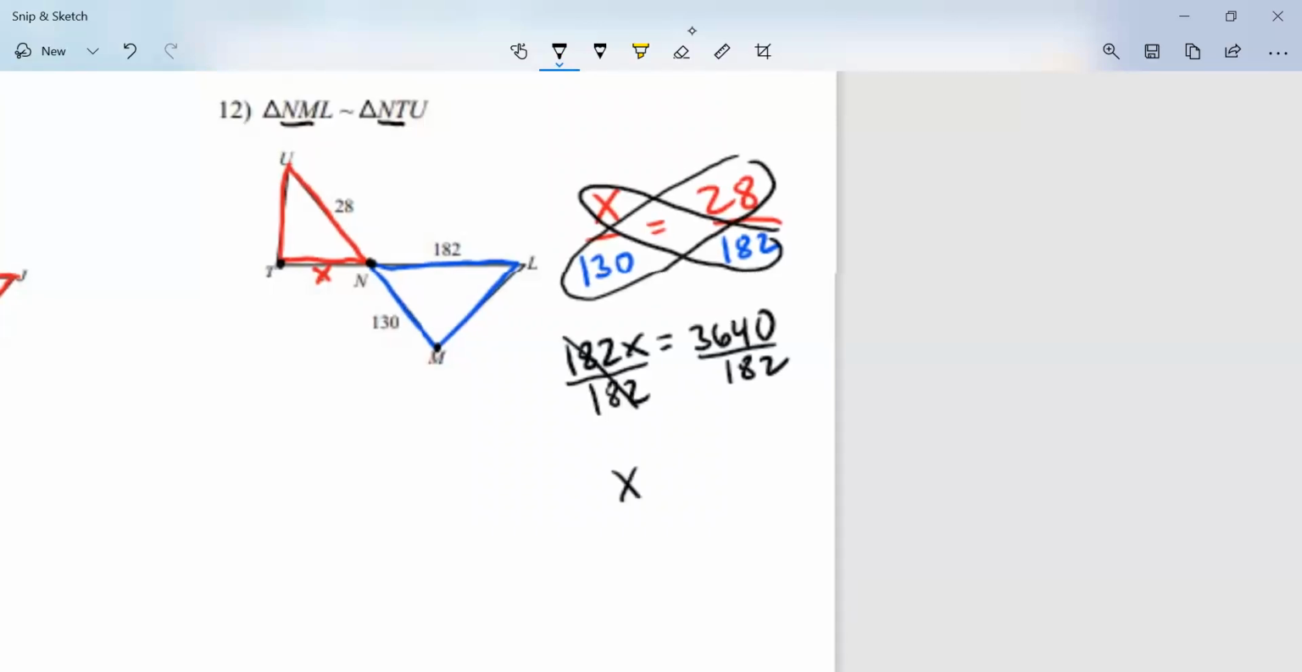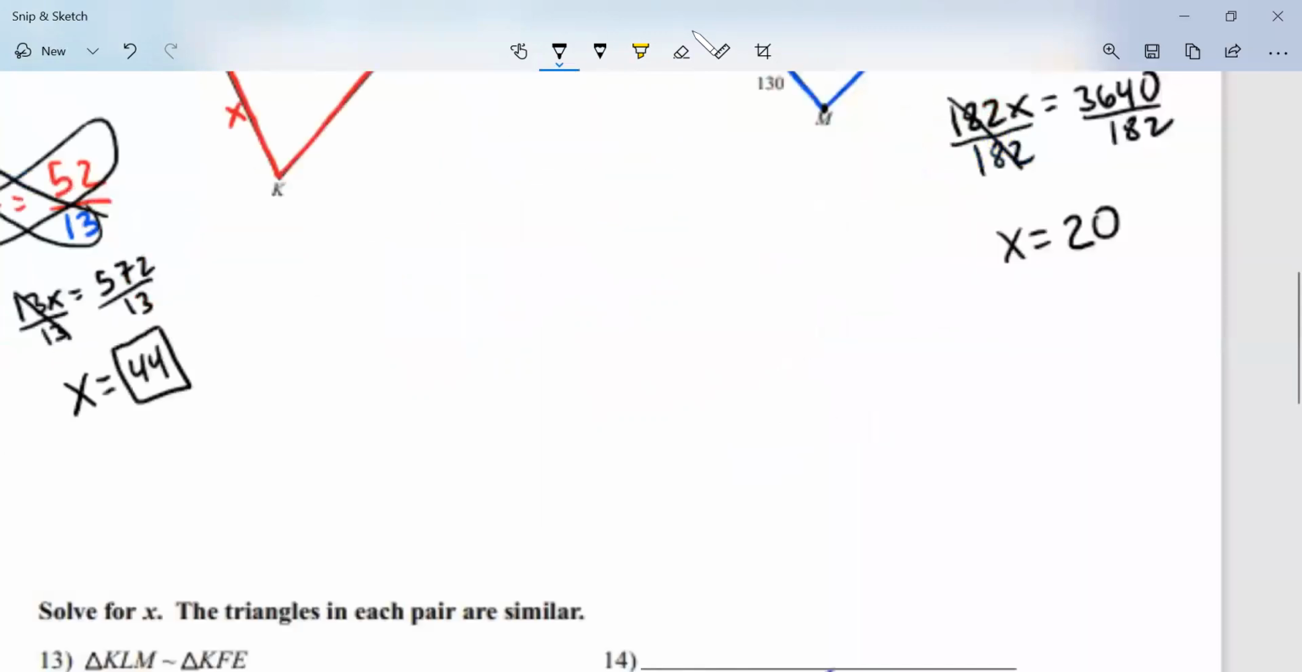So I'm going to get X is equal to, now 3,640 divided by 182 happens to be 20. Remember I said X was less than 28, so I was expecting a number less than 28. So 20 seems okay.